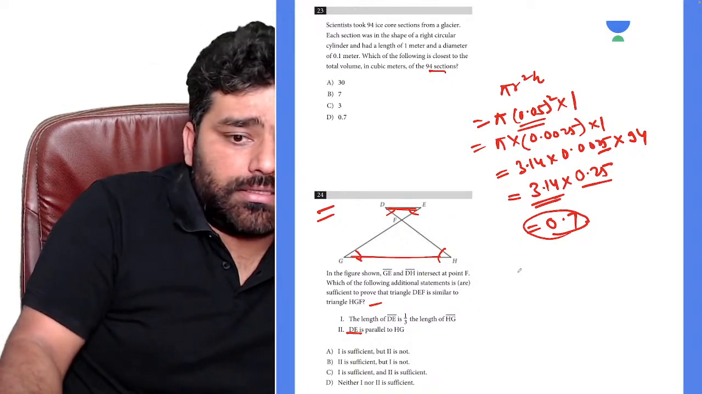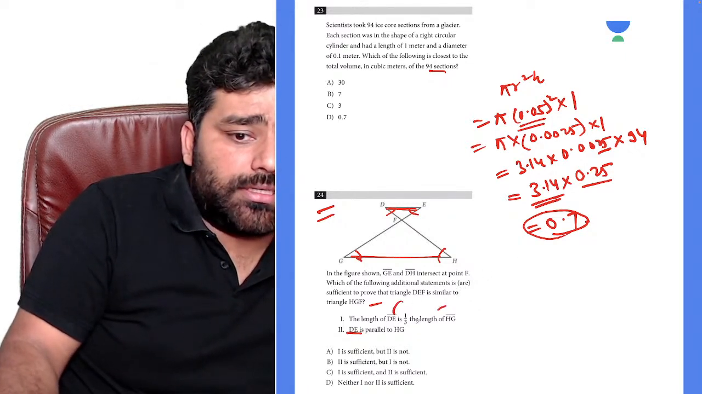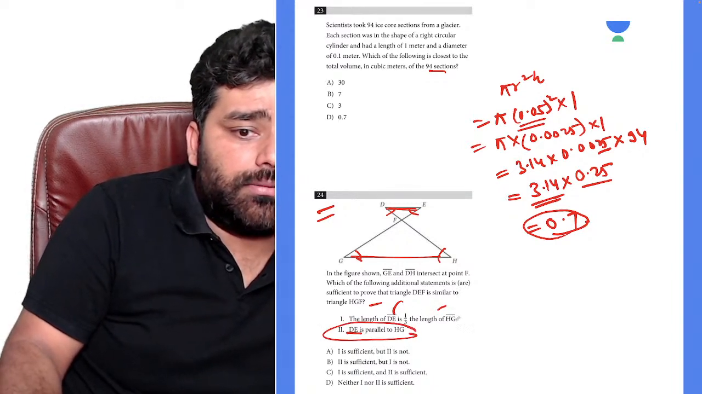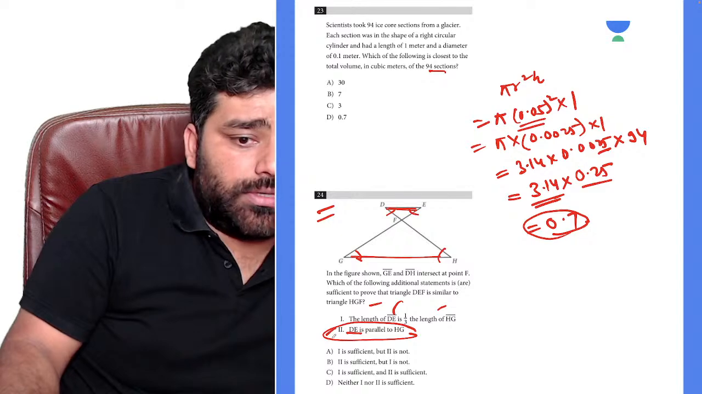We can't say that, because if two side proportions are the same, then we can say okay, that will be the thing. But here just one side proportion is given to us, right? So only the second is sufficient.